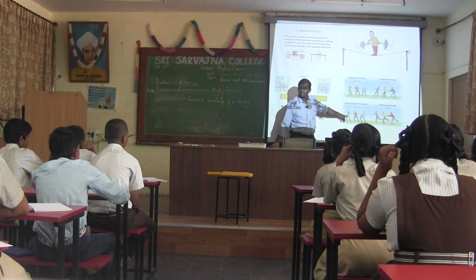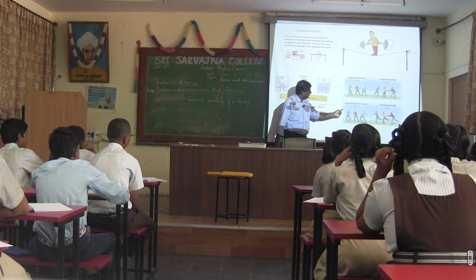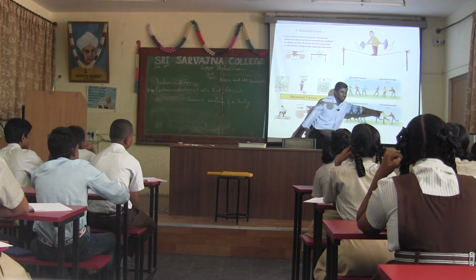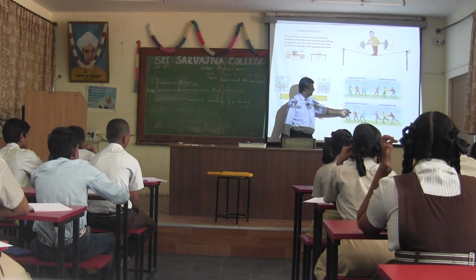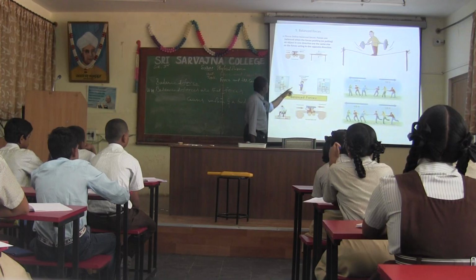This is unbalanced. Why is it unbalanced? Yes, because it is 400 newtons. He is 300 newtons. These three are 400. That means it is unbalanced. Here also balanced force. The man.